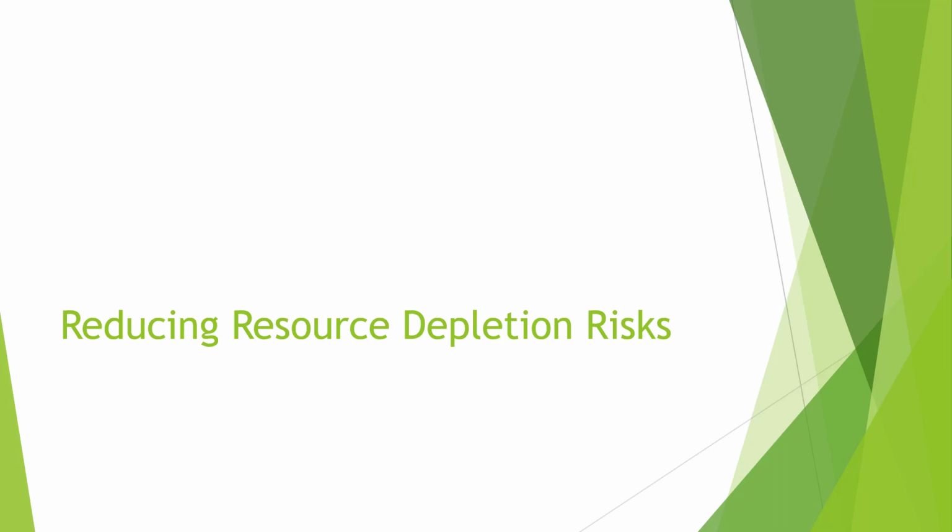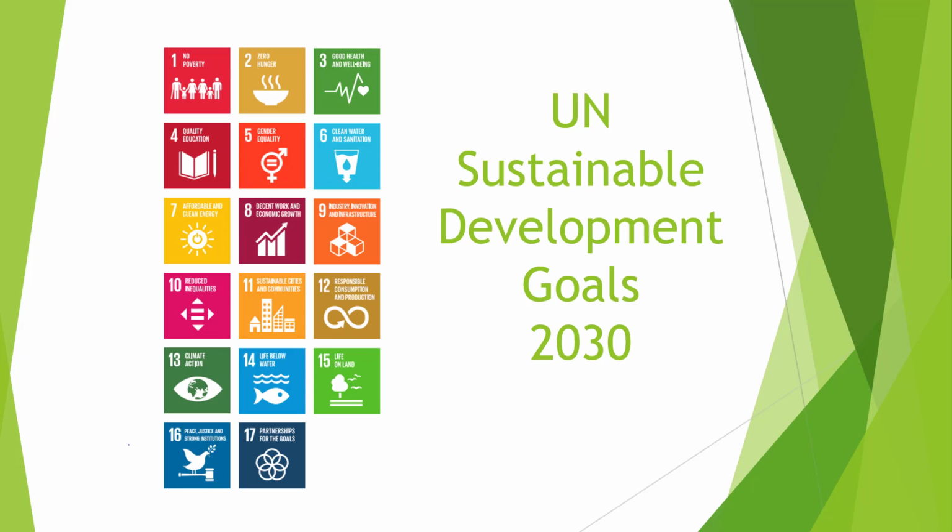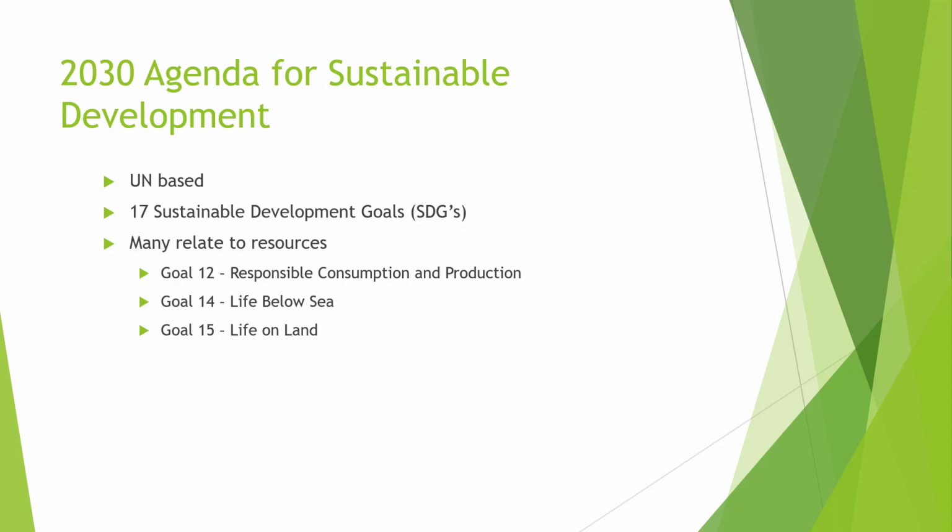So, how do we reduce our resource depletion risks? Well, the UN has Sustainable Development Goals by 2030, and there's 17 of them, and they're listed here. And one of the ones we focus on here is number 12, responsible consumption and production. So, as we said, 17 sustainable goals, many related to resources. Goal 12 is responsible consumption and production. Goal 14 is life below sea, and goal 15 is life on land.